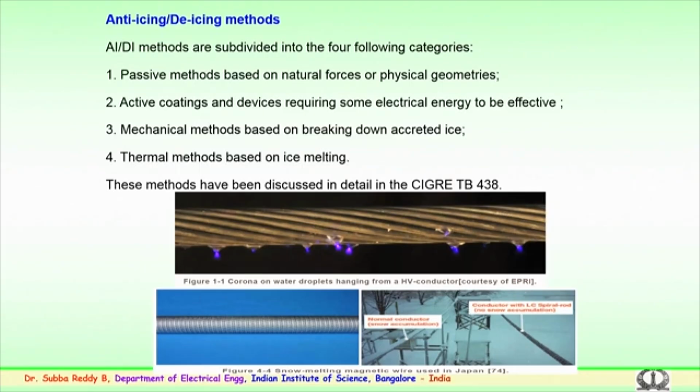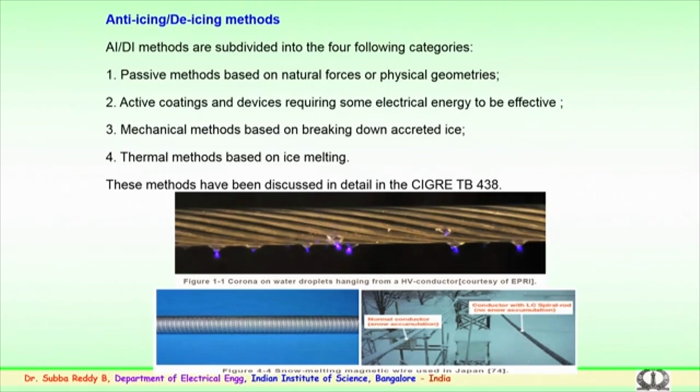Second is the active coatings and devices, which require some electrical energy to be effective on the coatings, so that the accumulation of ice or snow is prevented. The third is the mechanical methods. This is generally to see the formation of ice and the ice breaking down from the conductor or the insulator. The fourth is the thermal methods. Again here the temperature is being used; based on the temperature, the ice is melted on the conductors or the insulators.